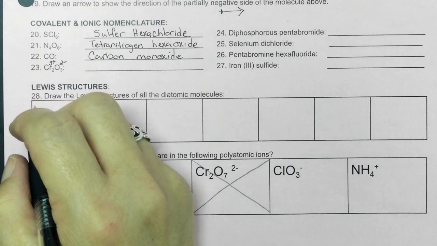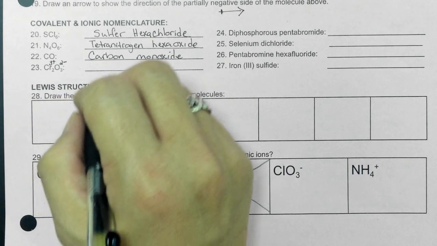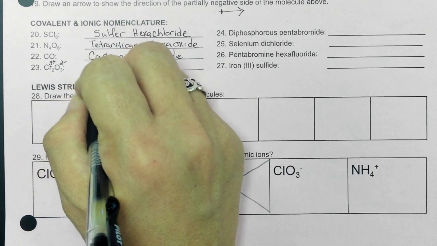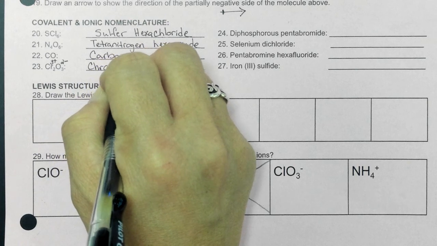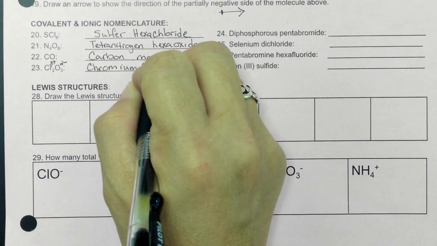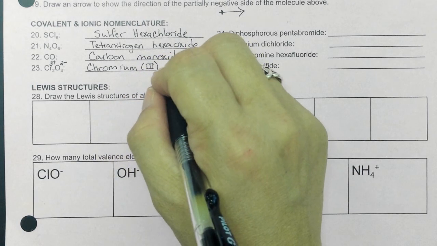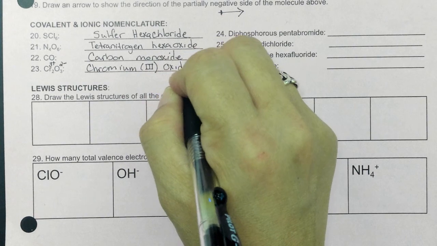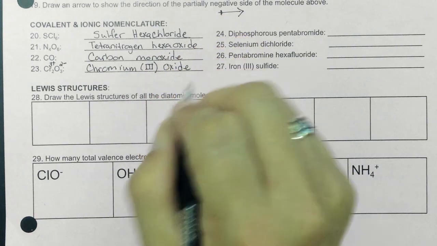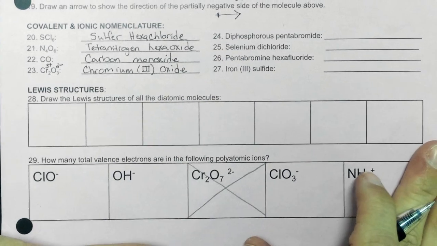So this is chromium, and we're going to write chromium with a Roman numeral 3 because it's a multi-oxidation element, and just oxide. We don't need to change the ending at all, or we don't need to add any prefixes. That's the most common mistake on this test.